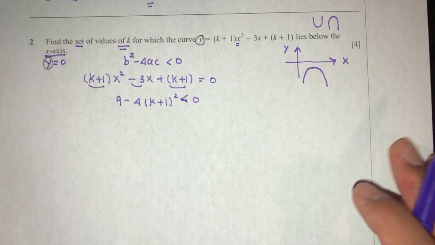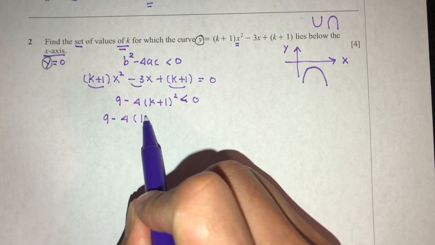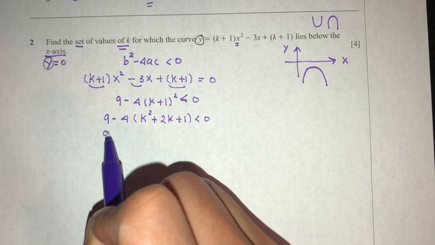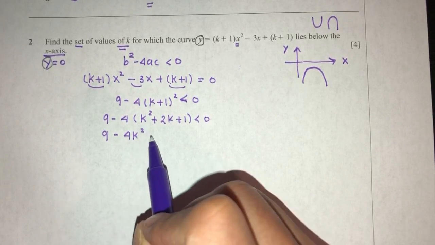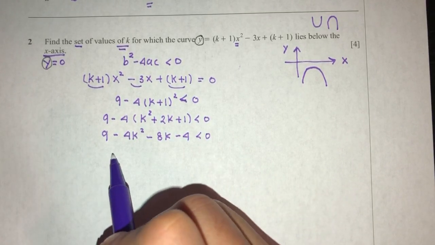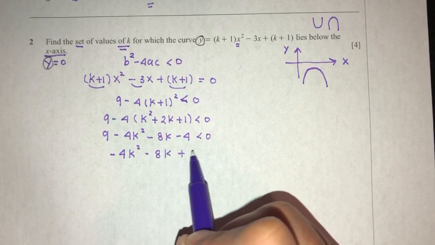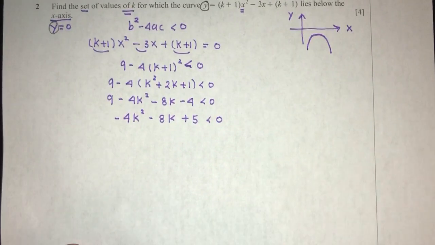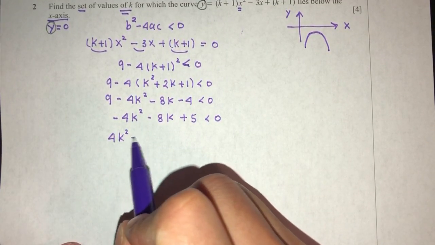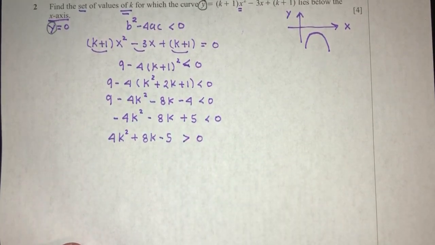Right. Now we have to simplify. So 9 minus 4 times k squared plus 2k plus 1 is less than 0. 9 minus 4k squared minus 8k minus 4 has to be less than 0. So here we have minus 4k squared minus 8k plus 5 is less than 0. Now I don't like to work with negative, so I send everything to the other side. You will have 4k squared plus 8k minus 5, and the sign will change to more than 0.